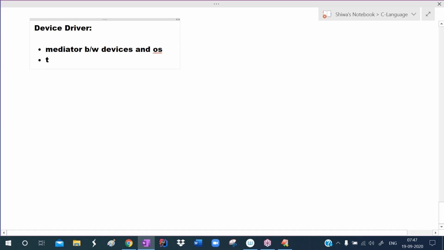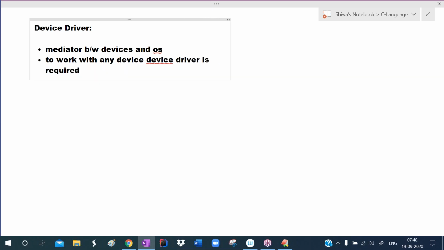So to work with any device, device driver software is required. Without this device driver software, we cannot communicate with the device. So the operating system implicitly uses this device driver software to communicate with the devices.